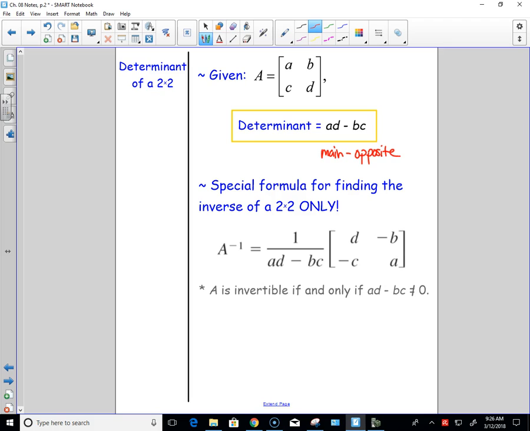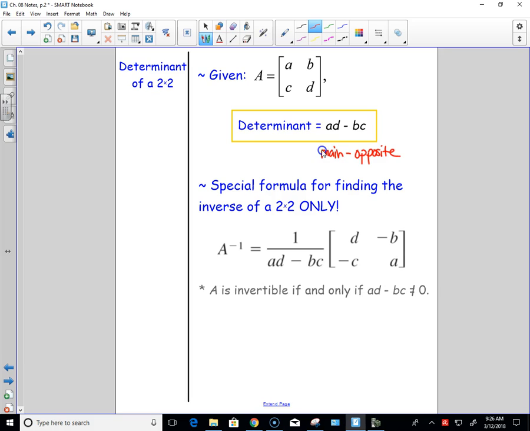The main minus the opposite is actually called something special. It's called the determinant. The determinant is to matrices what dot products are to vectors. It's something special that gets used in lots of different applications. But there is a special formula for finding the inverse of a 2 by 2. And if you guys notice, dividing by is like multiplying by 1 over. They switched or flipped the main, and they changed the sign of the opposite.